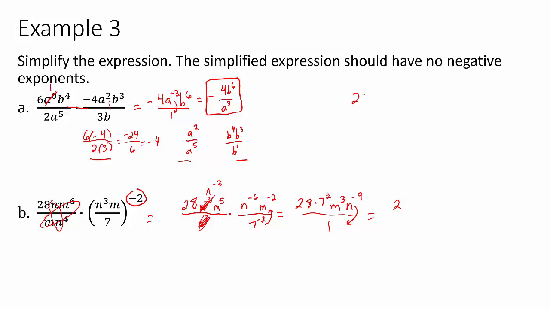Maybe I should do 28 times 7 squared, which is 49. 28 times 49 is 1372. So 1372 is our number. M cubed is on top, and n to the 9th is on bottom.